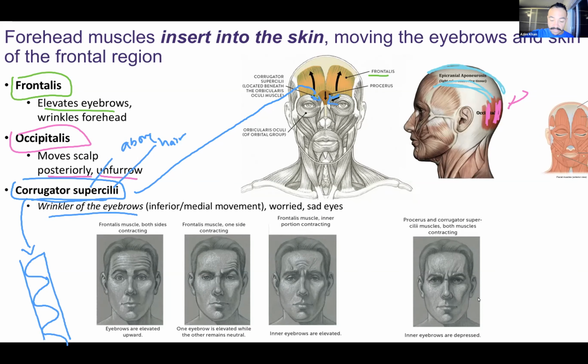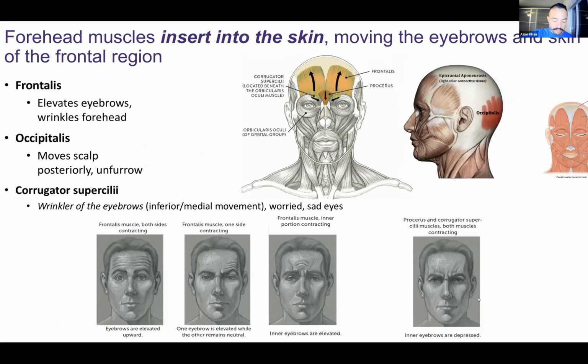You can see examples of how these are used. For example, frontalis is used in this picture. Frontalis is used slightly here. Corrugator supercilii is used to bring the eyebrows a bit more medially. Here it's really being used to medially and inferiorly move your eyebrows.